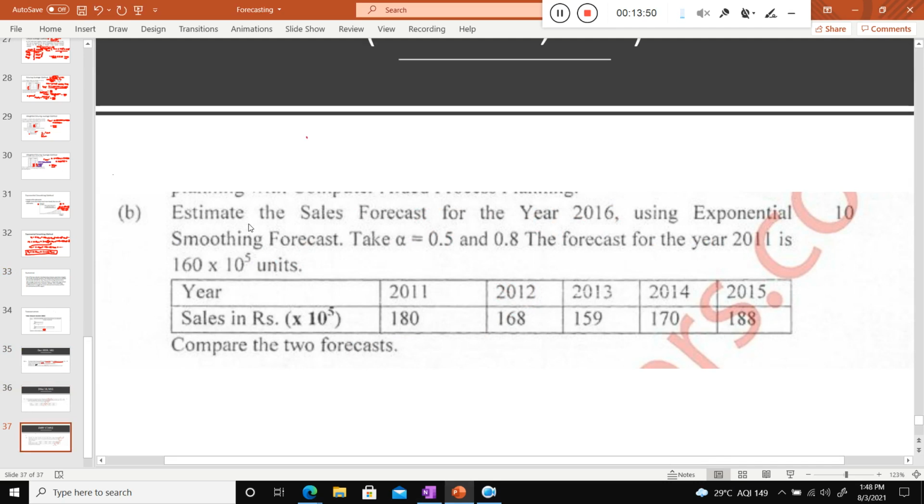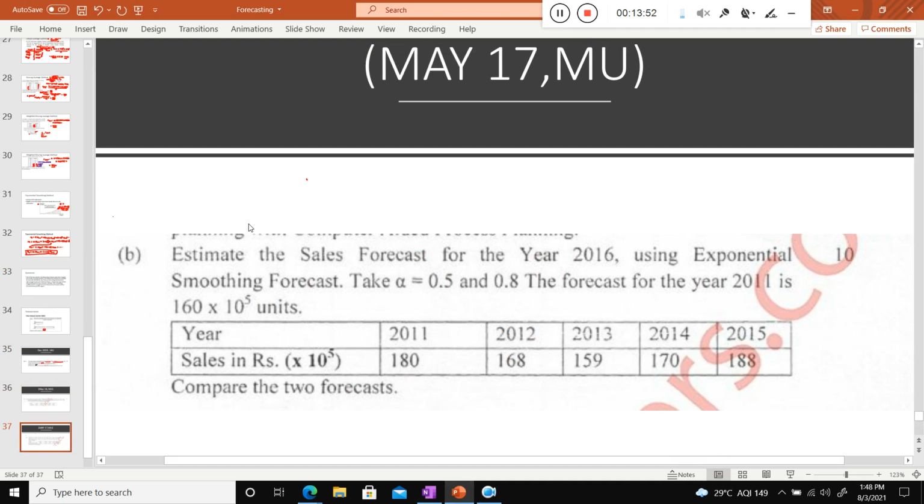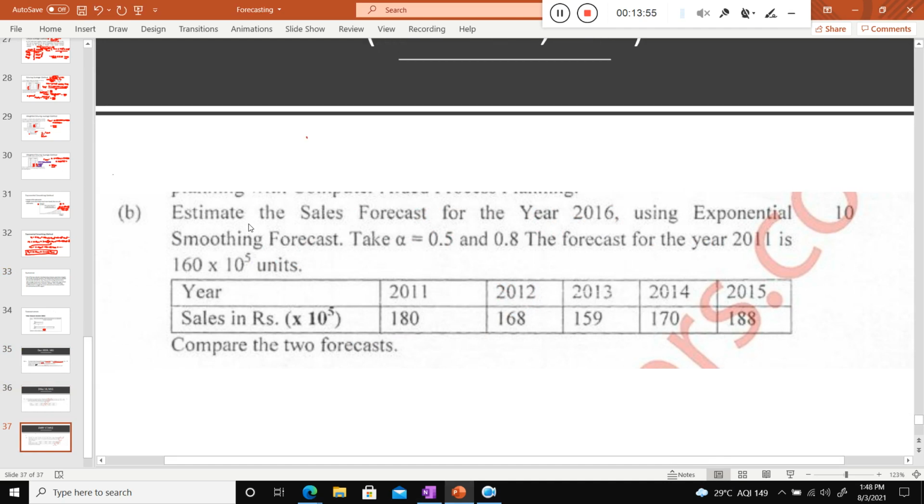Okay, so this is the Mumbai University May 17 exam numerical. Here you can see: estimate the sale forecast for the year 2016 using exponential smoothing forecast. Take alpha equal to 0.5 and 0.8. The forecast of year 2011 is 160 into 10 raised to 5 units. So one forecast is already given, the 2011 forecast.